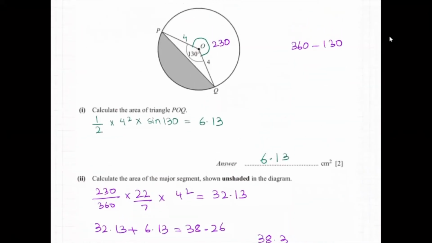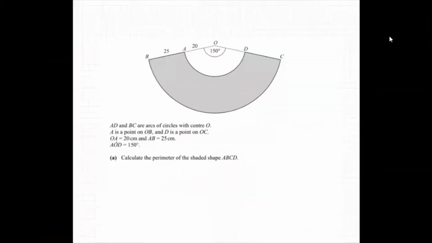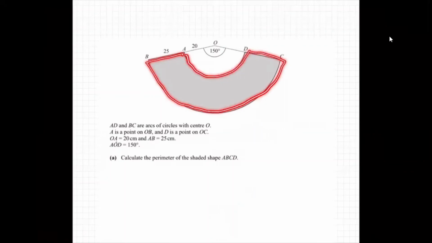So what did I do over here? I calculated the area of this part and this part, and I added them together because they were asking for the total unshaded part. Next, calculate the area of the shaded shape ABCD. ABCD over here. Let's calculate the perimeter of the shaded part. Perimeter of the shaded part is this and this, 2 times 25, and then the arc length and the other arc length.